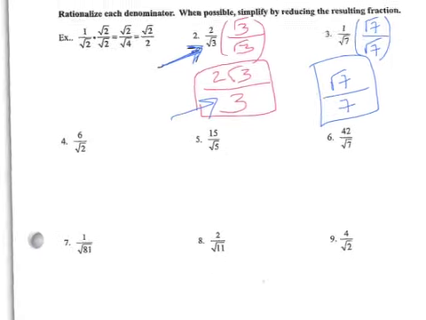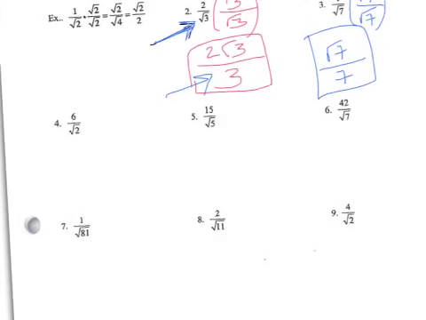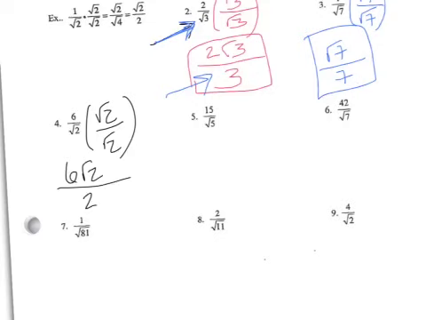Let's take a look at the next couple of questions. So on number 4, we're going to multiply the top and the bottom by root 2. And here we would have 6 root 2 over a plain 2. Now most kids would think you were done there. However, you're supposed to reduce the 6 and the 2 to make it a 3 and a 1, and our final answer is 3 root 2. So please make sure you don't forget to reduce.